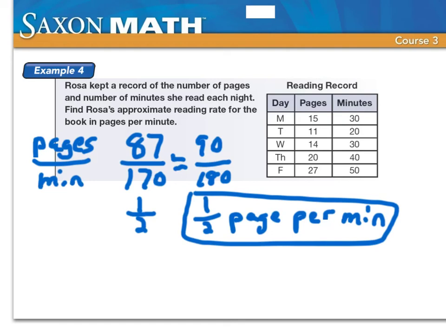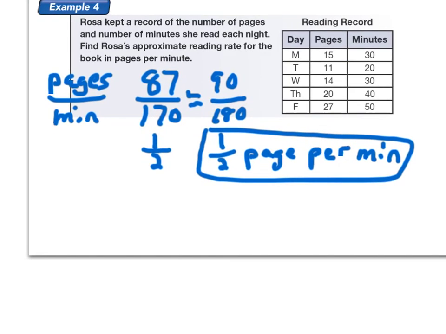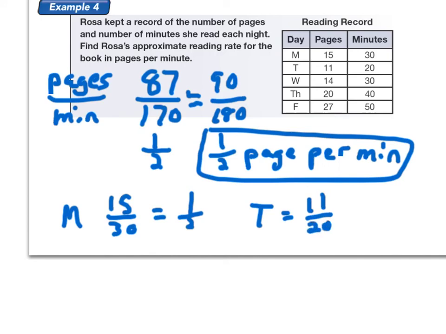Well, let's go day by day here. If we did Monday, let's keep track of Mondays. Well, she's got 15 pages for 30 minutes. That's about a half page a minute. Tuesday is 11 pages for 20 minutes. Well, if we approximate round, that's about 10 pages per 20 minutes, which is, again, about a half page per minute.